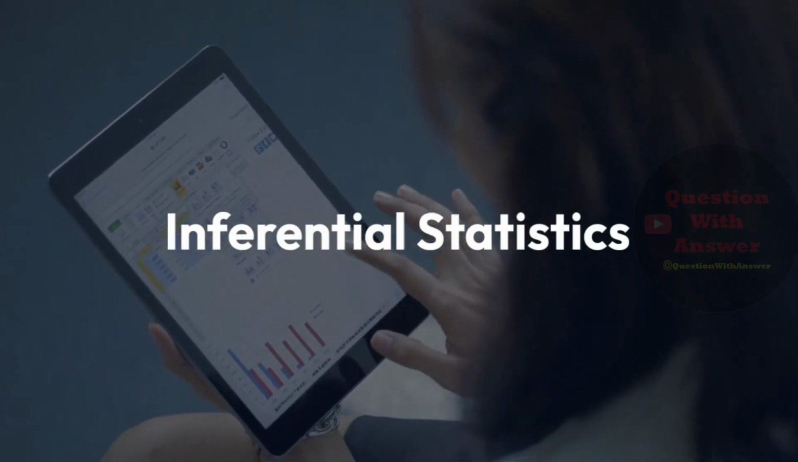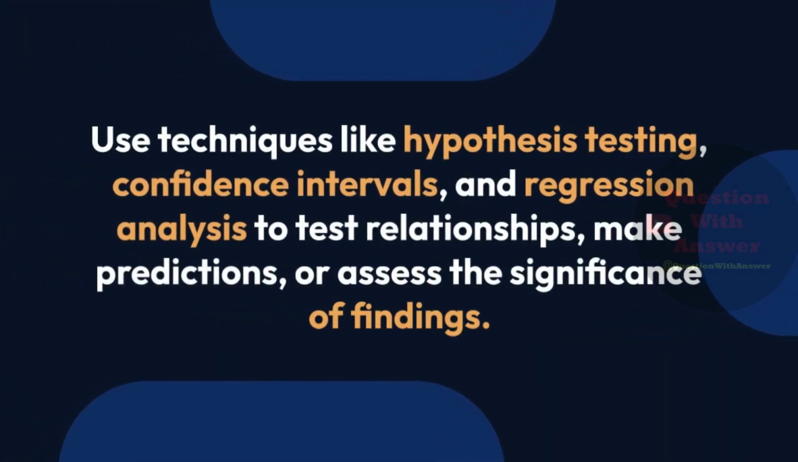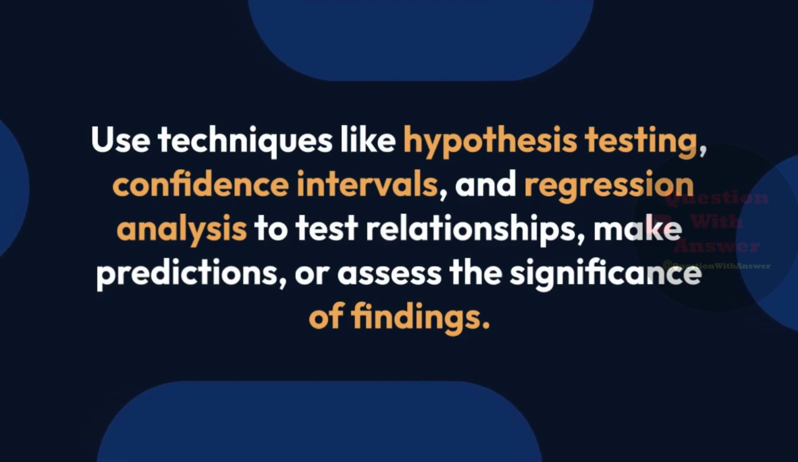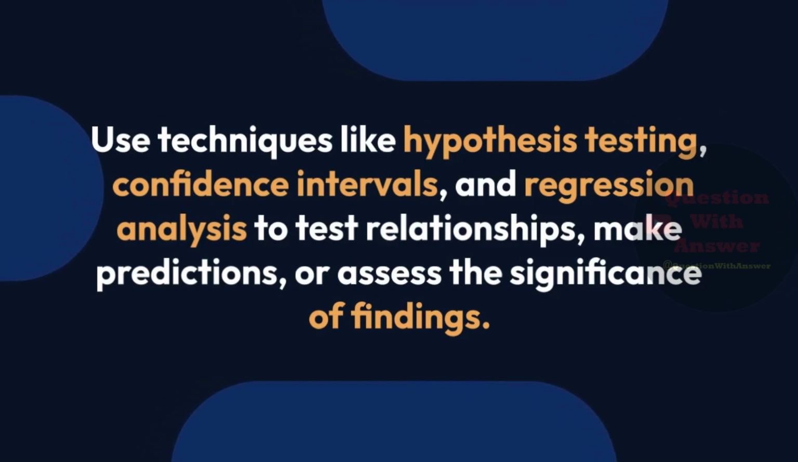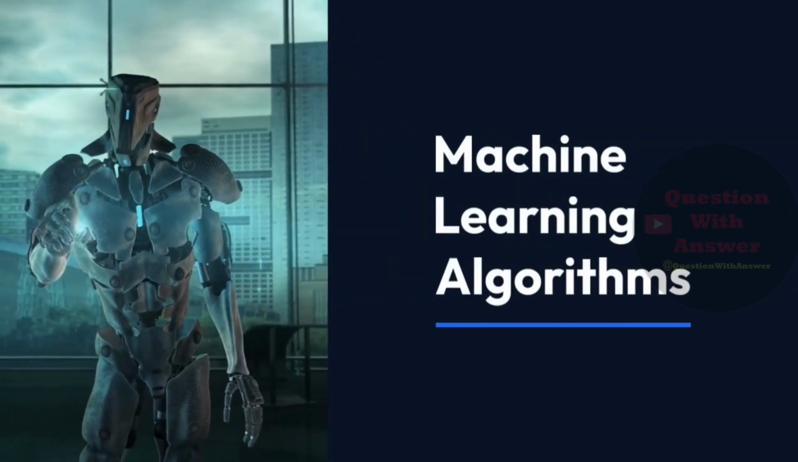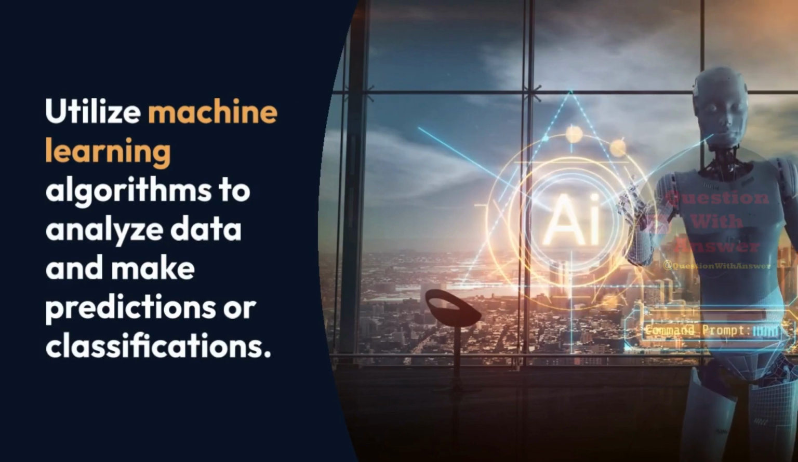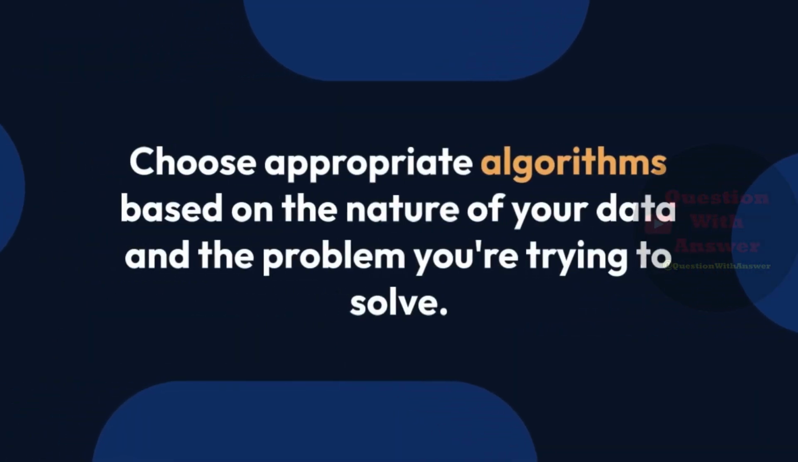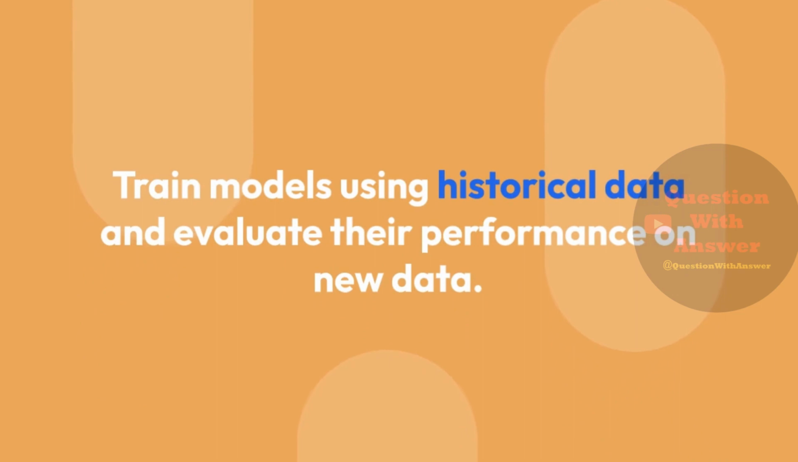Inferential statistics. Apply inferential statistics to draw conclusions about the larger population based on sample data. Use techniques like hypothesis testing, confidence intervals, and regression analysis to test relationships, make predictions, or assess the significance of findings. Machine learning algorithms. Utilize machine learning algorithms to analyze data and make predictions or classifications. Choose appropriate algorithms based on the nature of your data and the problem you're trying to solve. Train models using historical data and evaluate their performance on new data.